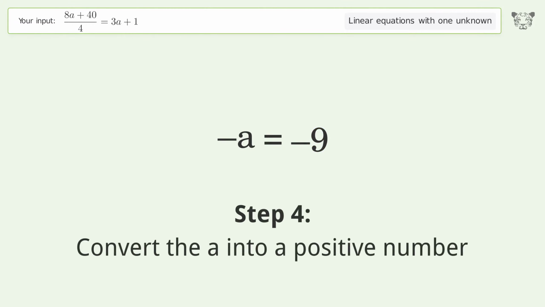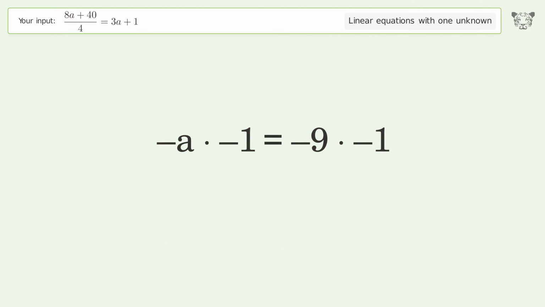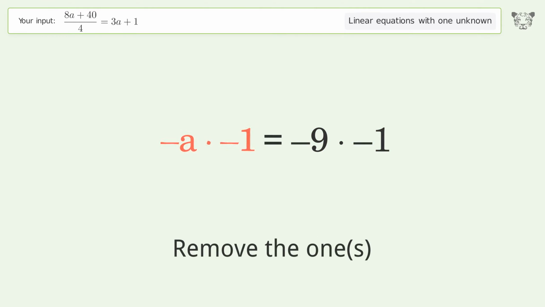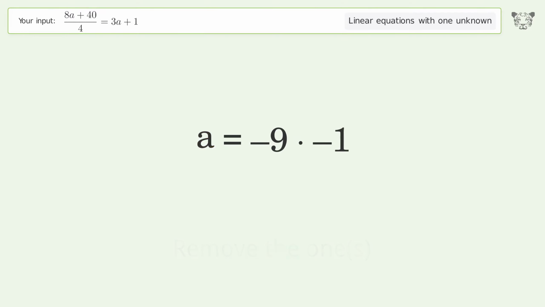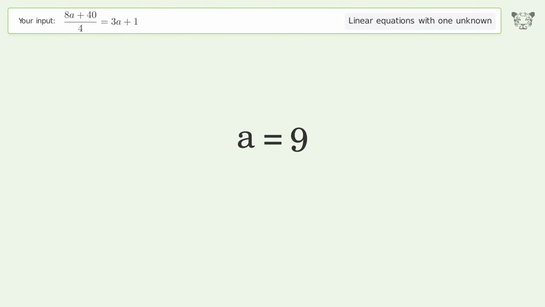Convert the a into a positive number. Multiply both sides by -1. Remove the ones. Simplify the arithmetic. And so the final result is a equals 9.